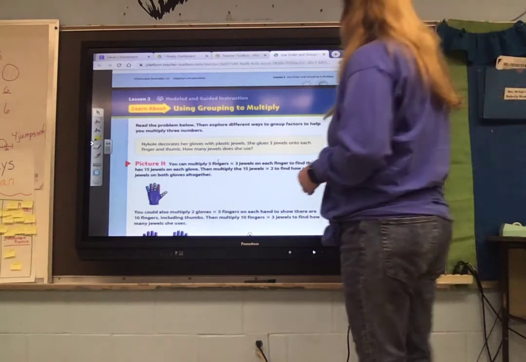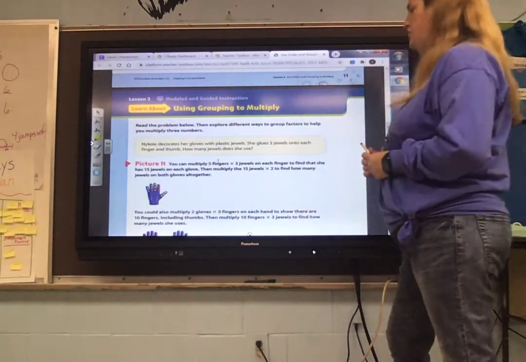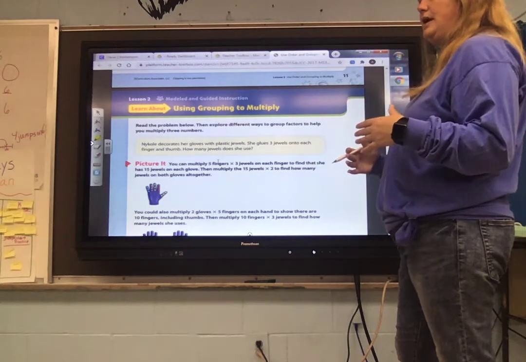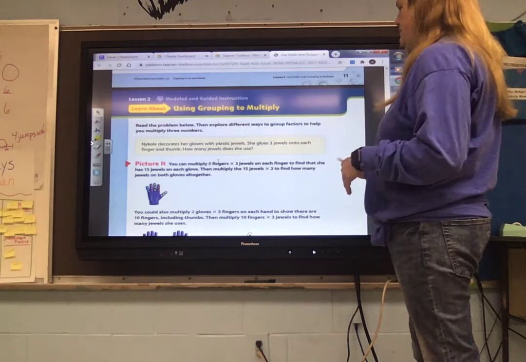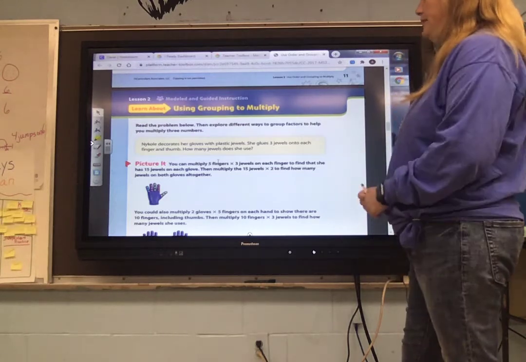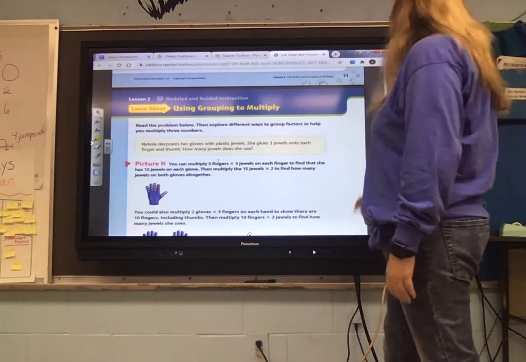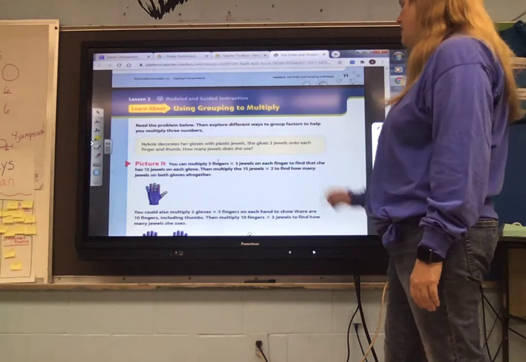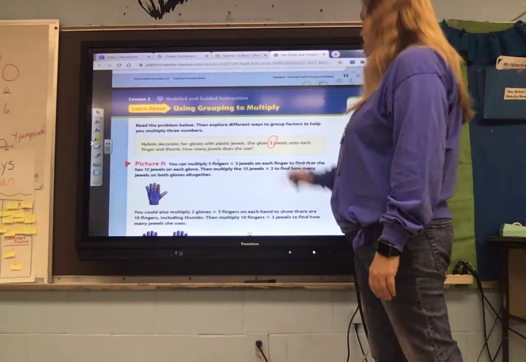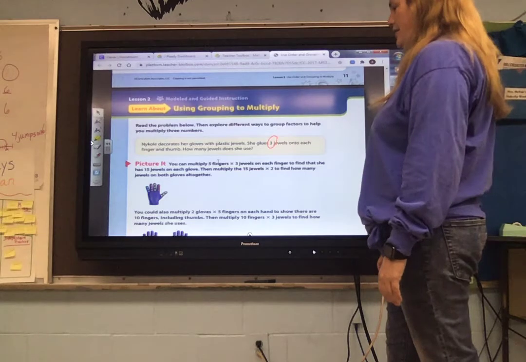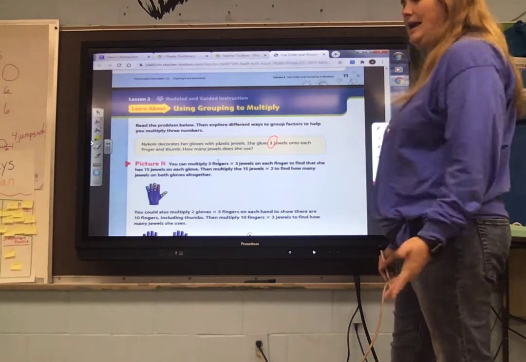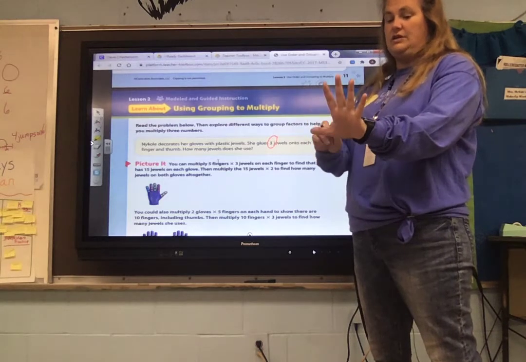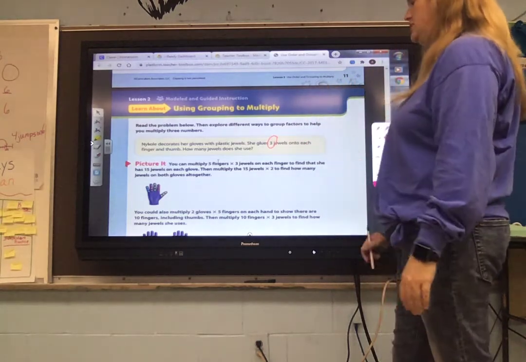Remember, the associative property of multiplication says that you can take 3 digits, 3 factors, and multiply them, and you can change their groups when you multiply. So let's look at page 12. Page 12 has a word problem about Nicole, and it says Nicole decorates her glove with plastic jewels. She glues 3 jewels onto each finger and thumb. So if you think about a hand, our hand has 4 fingers and a thumb. So 5 total digits on our hand.